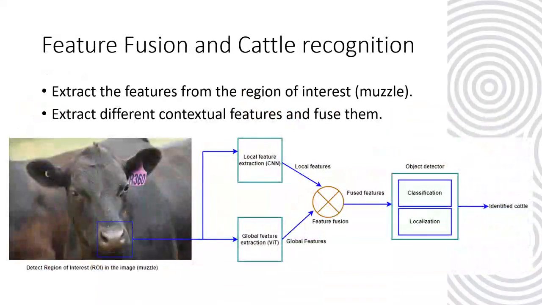And the second step is to provide a robust identification. I extract two different types of features using deep learning and fuse the features to provide a more diverse type of features, which is helpful to make the computer learn more distinctive information. The global features are those features which are extracted from the overall image, while the local features are extracted from the sub images of the muzzle.